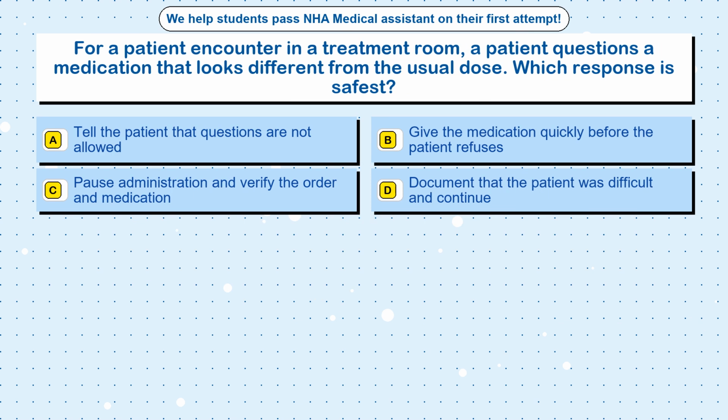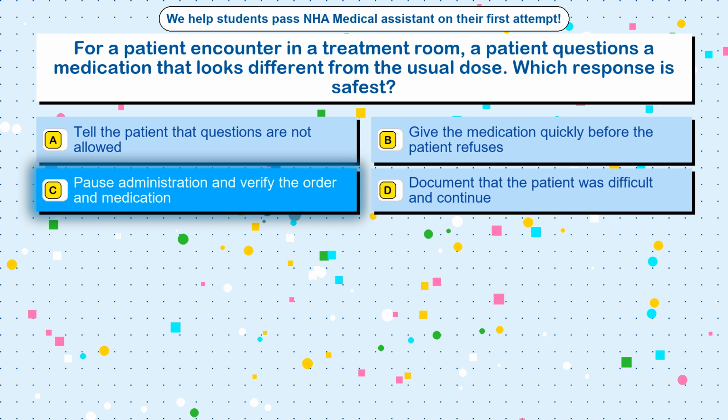Question 92. For a patient encounter in a treatment room, a patient questions a medication that looks different from the usual dose. Which response is safest? Option A. Tell the patient that questions are not allowed. Option B. Give the medication quickly before the patient refuses. Option C. Pause administration and verify the order and medication. Option D. Document that the patient was difficult and continue.